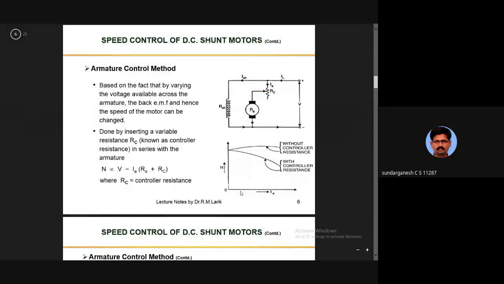So next one is armature control method. If anyone's mic is on, please mute the mic.